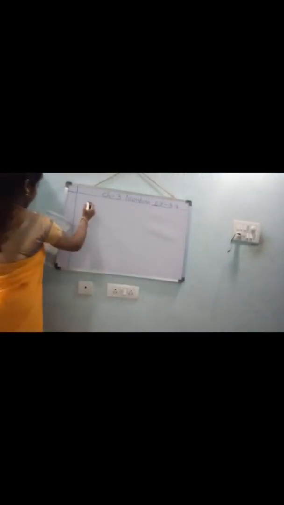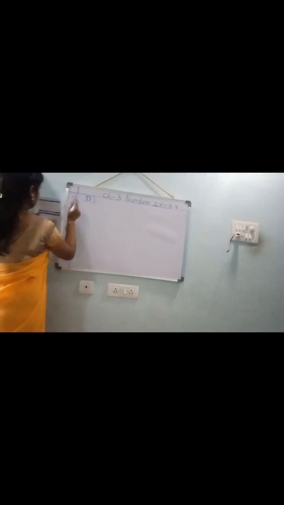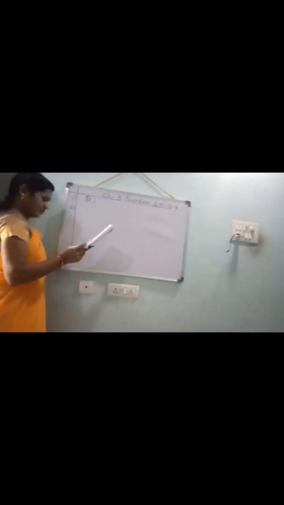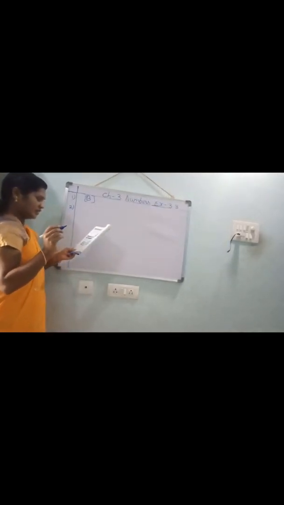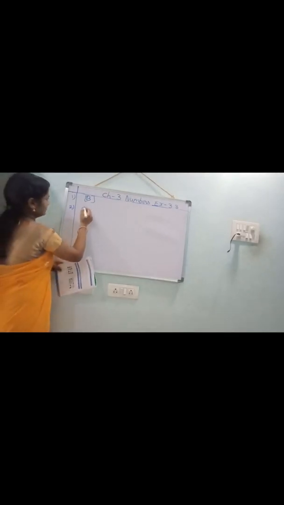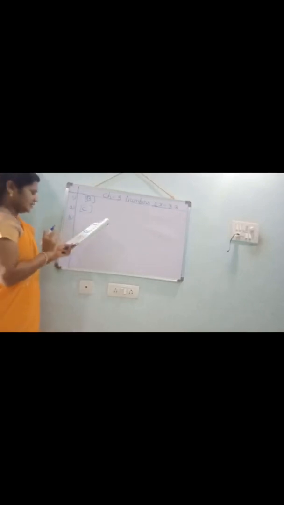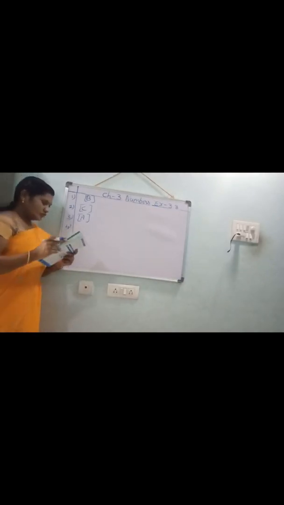See the first one, B. Understood, children? Next, second one. See, 5 dash 5, equal or greater than symbol. Which symbol should you write? C. Understood, children? Third one, 8 dash 7. 8 is greater than 7. So option A. Next, fourth one.